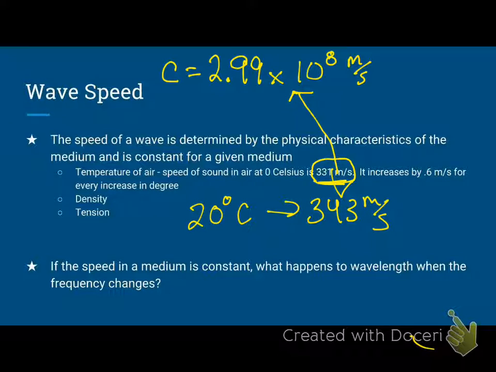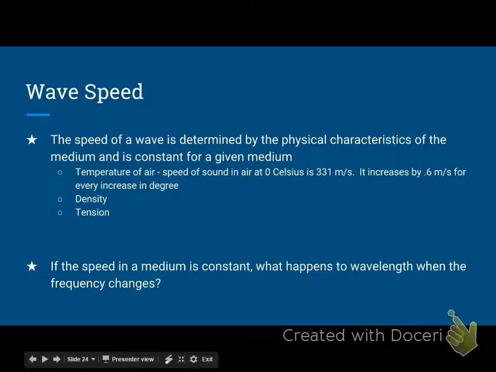Now, we call it the speed of light, but it's really the speed of electromagnetic radiation. Because it's not just light, it's also microwaves, X-rays, gamma rays, infrared radiation, and radio waves. So the radio waves, whether it's your AM, FM, or Sirius XM traveling from the satellite up in space, those are traveling 2.99 times 10 to the 8th meters per second from transmitter to receiver. And that's all determined, again, by the medium.